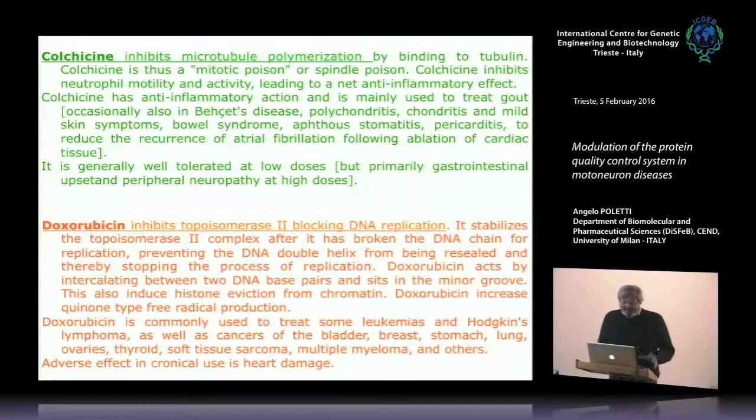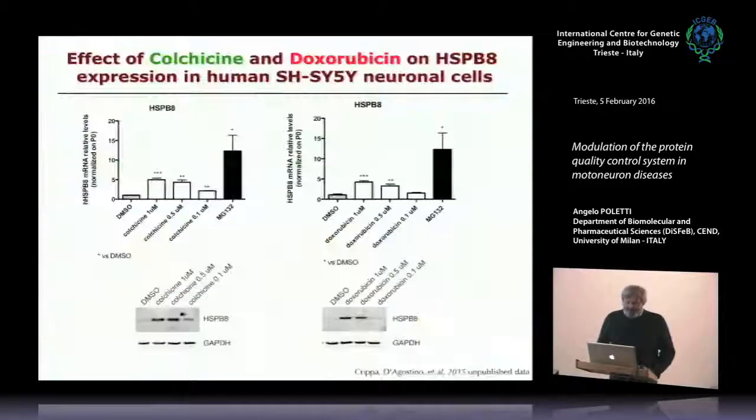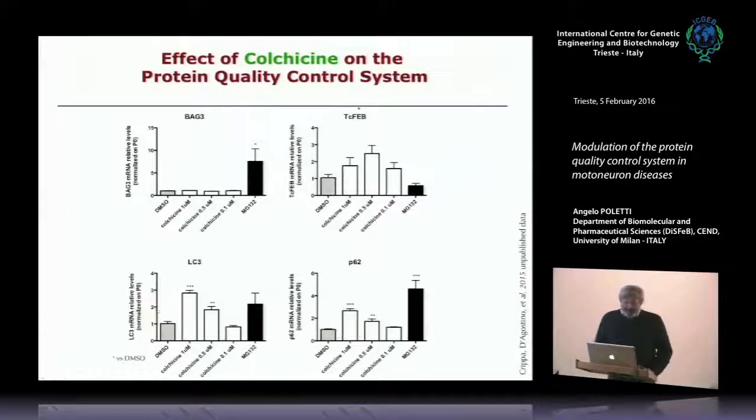So we are starting at this point to characterize these two drugs, and we have proved that there is a very nice dose-dependent induction of HSPB8, fivefold over the control. This is the top that we can reach when we inhibit the proteasome. We cannot reach this induction in normal conditions, but fivefold is enough, with both colchicine and doxorubicin. They also induce an entire set of proteins that are linked to autophagy, like DISFEB.